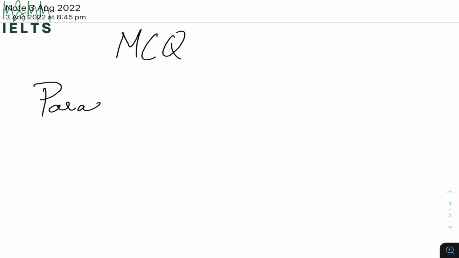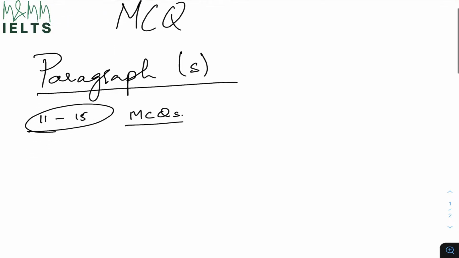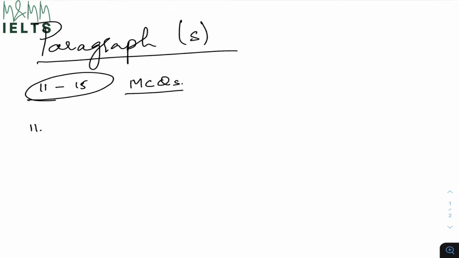So what happens is there will be a paragraph or paragraphs given to you. It can be one paragraph, it can be several paragraphs given to you, and then what they will do is they will give you certain questions. Let's say they tell you question 11 to 15. They are MCQs, and what you have to do is you have to give them the answer of every single question. So let's say this is question number 11.